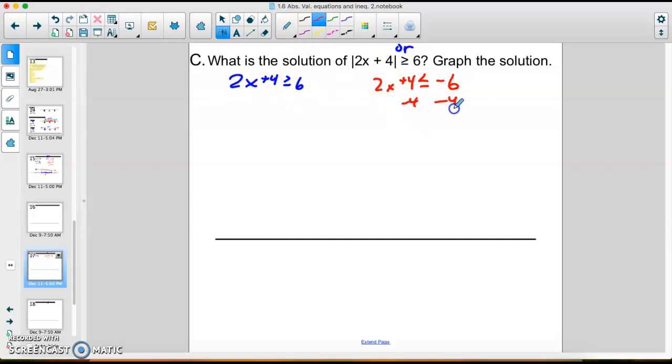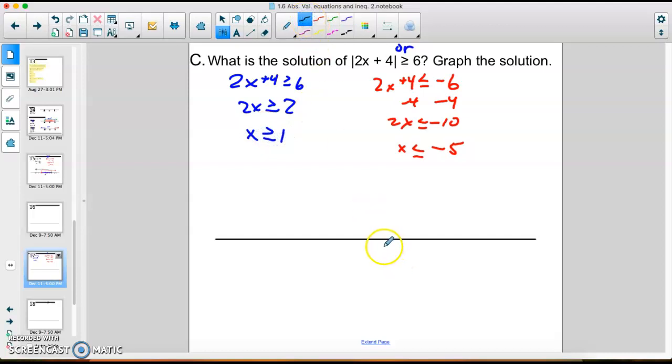Okay, we solve. I'll start off over here. We get 2x is less than or equal to negative 10. We divide by 2, we get x is less than or equal to negative 5. Okay, the other one, we subtract 4, and we get 2x is greater than or equal to 2. And then we divide by 2, we get x is greater than or equal to 1.